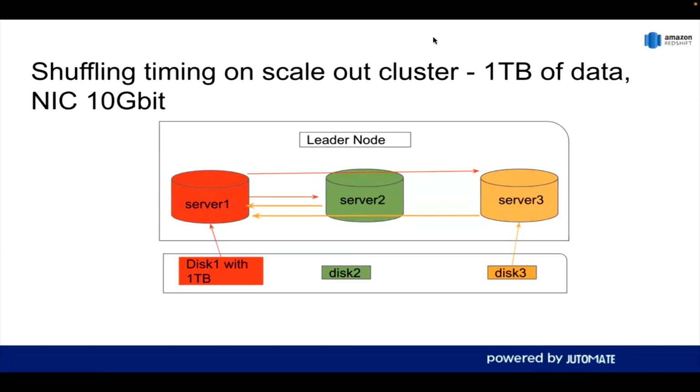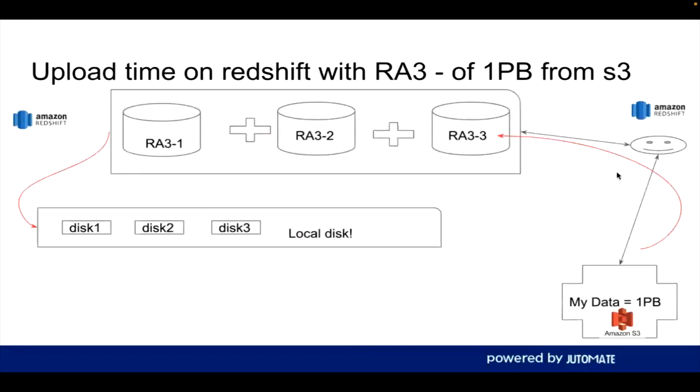Shuffling 1 terabyte worth of data is dependent on the bottleneck of your network card. So if you have a small machine, usually you'll get a weaker network interface card, thus slowing you down on the shuffling. Another issue is the upload time.